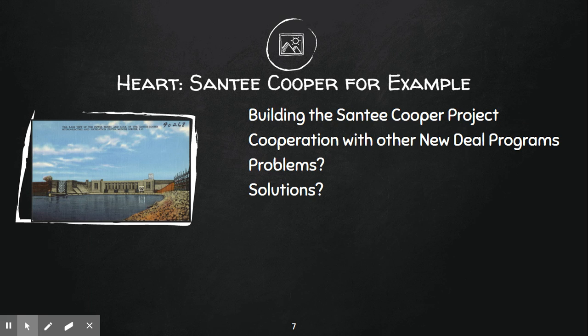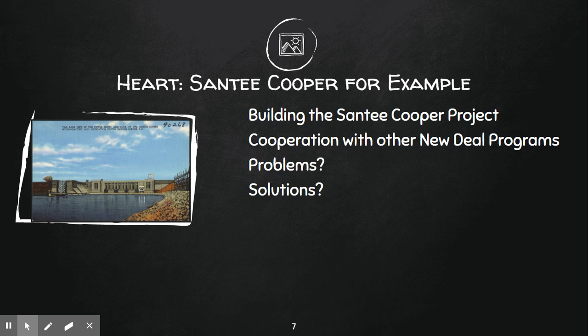So, for example, a lot of New Deal programs were argued against because of how much power, essentially, the federal government had, and was it a constitutional thing? Did the Constitution allow for the federal government to do these kinds of programs? And if the Santee Cooper project did run into problems, what kind of solutions were made in order to continue the project and keep moving forward? So I would really go into detail and tell the story here.